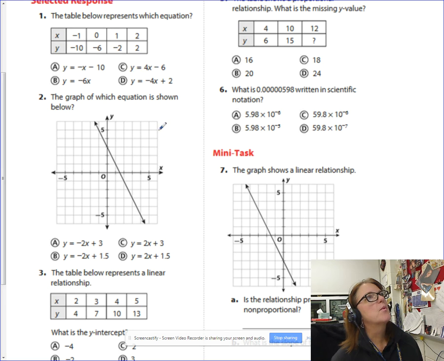The table below represents which equation? Which one is this? Well, there are a couple ways you can tackle this one, okay?